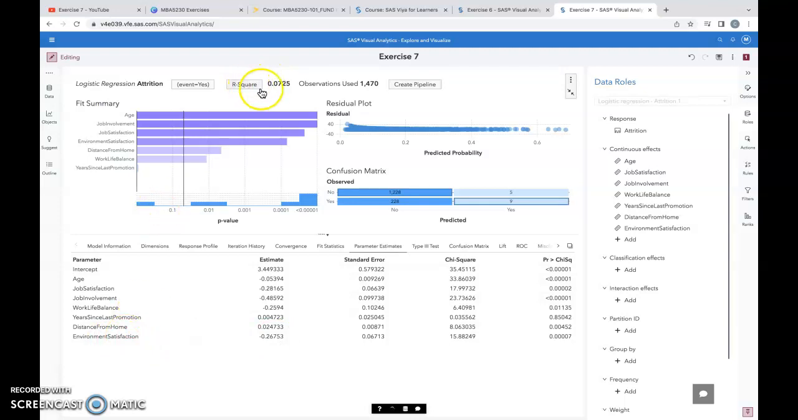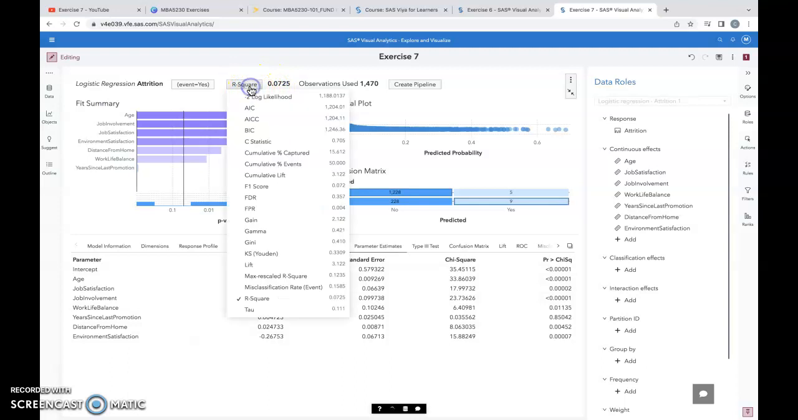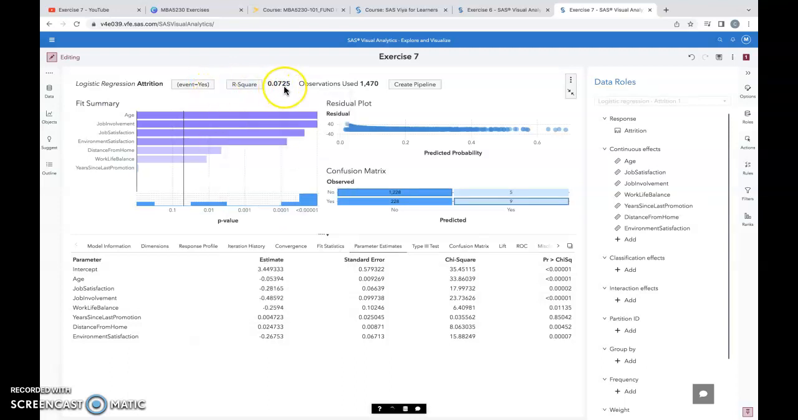And then as we can see, we have a very low R-square, and even looking at this, we can tell that only 7.25 percent of the data is going to be reliable to use, so it does not perform well when interpreting the attrition.